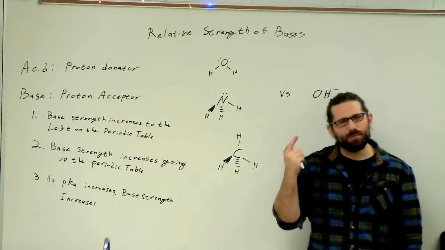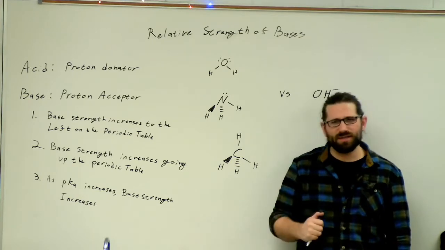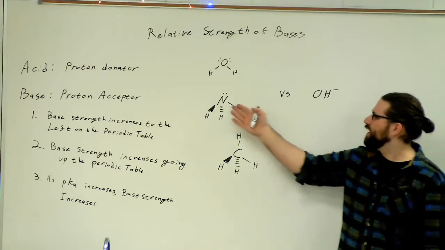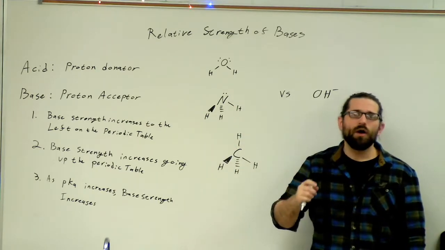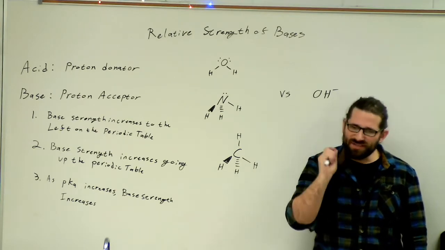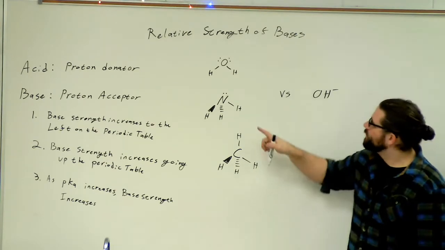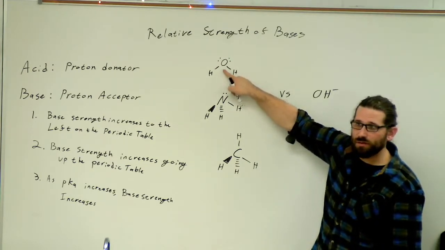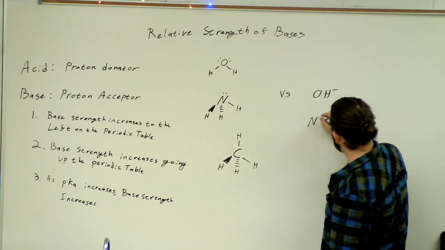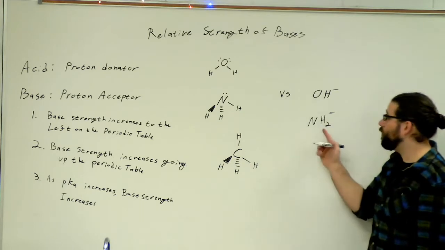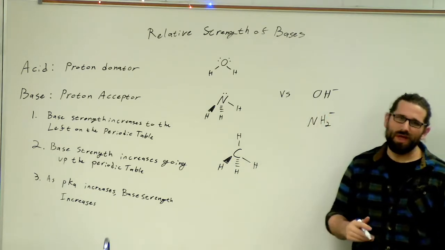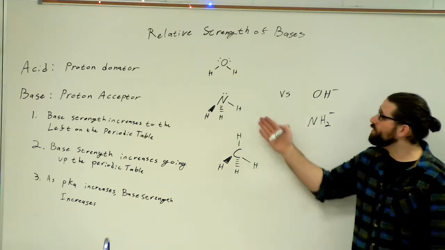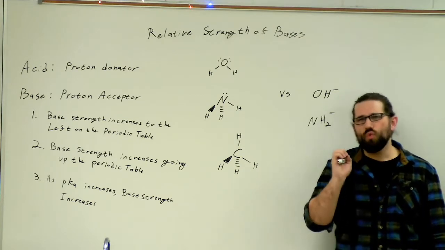But didn't we say that there was a periodic trend going to the left on the periodic table? Wouldn't this nitrogen be a stronger base than this hydroxide because N is more to the left than O? We're going to need to factor in that they are the same charges. So when they are the same charges, nitrogen will be a stronger base than oxygen. Likewise, if I were to put NH2 minus up here, that would be a stronger base than OH minus. But we're really not going to commonly run into an NH2 minus.